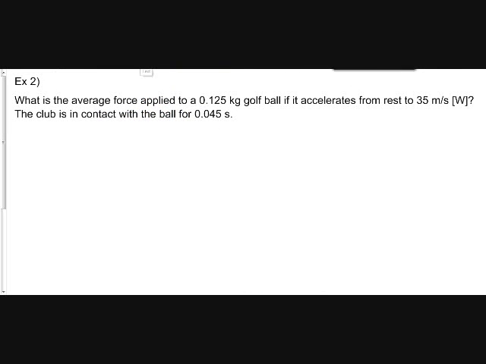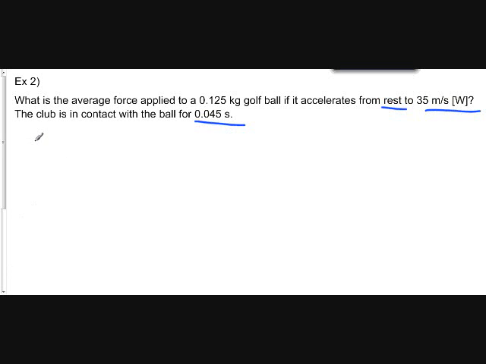The first one here is a golf ball again. It has a mass of 0.125 kilograms, and it's going to accelerate from rest to 35 meters a second west. So from rest to this, and the club is in contact with the ball for this amount of time. And I want the average force applied to the ball.